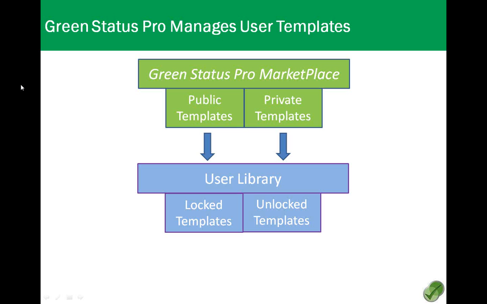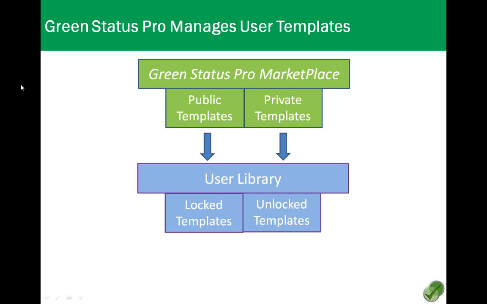Public and private templates are available in GSP's marketplace. Public templates are available to all GSP customers. Private templates, on the other hand, are created by companies for their sole use. Once created, private templates can be locked or modified by designated company personnel and deployed appropriately throughout the company. GSP customers may acquire templates from the public marketplace or with a private access code from the private marketplace.